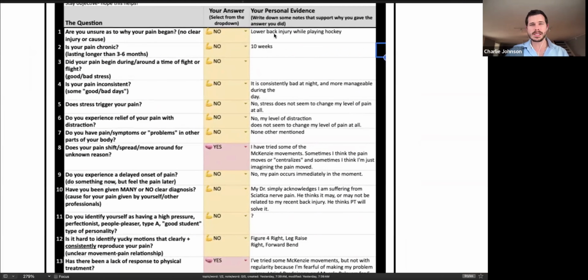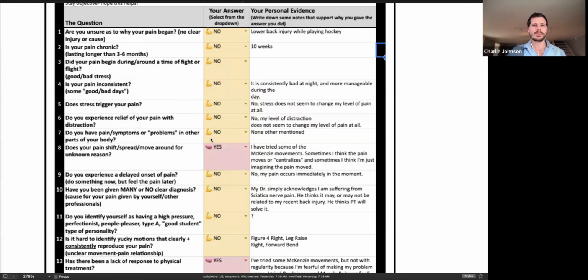of what's driving his symptoms, he has a clear injury consistent with a structural problem. It makes sense timeline-wise. His pain is not chronic. It did not begin around a time of fight or flight. It is consistently bad at night. Stress does not seem to change his symptoms. He did say that distraction does seem to improve it, so I should say yes there. Either way, still a large majority of things point to body.